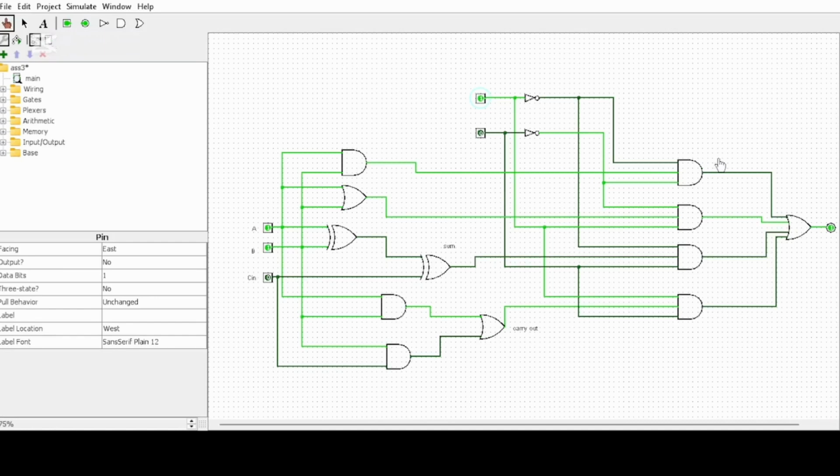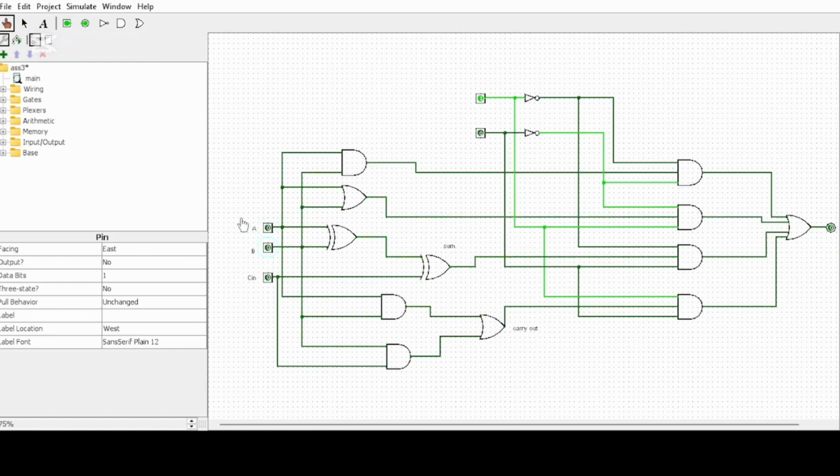Either the AND gate is displayed, or the OR gate is displayed, or the sum, or the carry out should be displayed. So looking at this diagram, you will see we have two types of inputs, right?